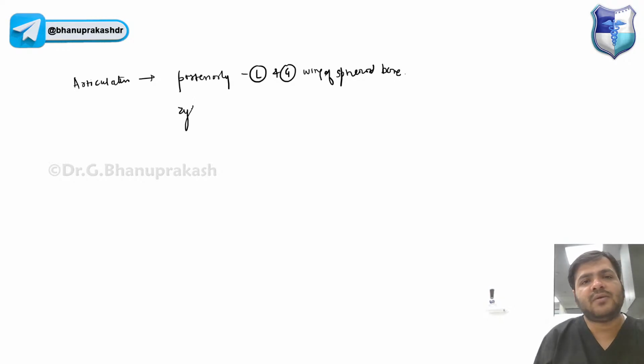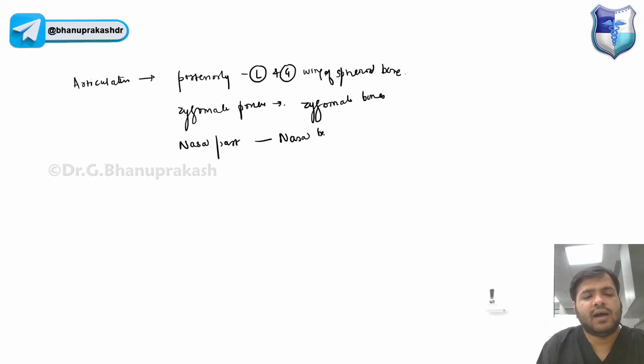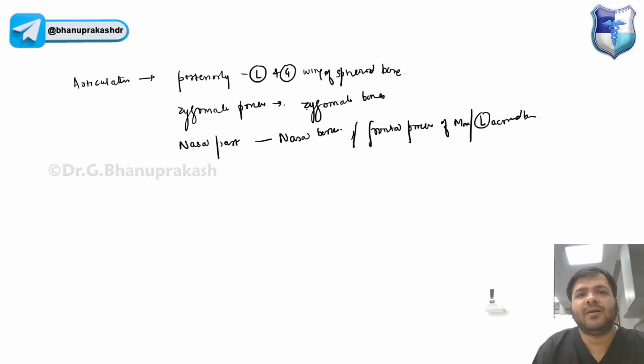The zygomatic process articulates with the zygomatic bone. The nasal part articulates with the nasal bone, and also with the frontal process of the maxilla, and even the lacrimal bone. The orbital parts are the ones articulating with the greater and lesser wing of the sphenoid bones, and that is something you have to remember.